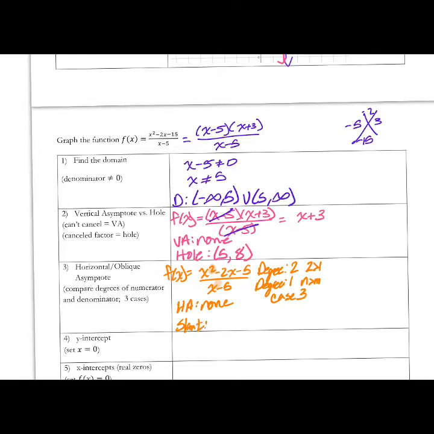And to find my slant asymptote, I actually have to do synthetic division if I can, and in this case I can. So I need the coefficients of my numerator, which are 1, negative 2, and negative 15. And then I want to divide by what it cannot be in the denominator, which is 5. So I bring the 1 down, it's 1. 1 times 5 is 5. Add it together, I get 3. 3 times 5 is 15, and that's a 0. So my slant asymptote is y equals x plus 3. Okay?